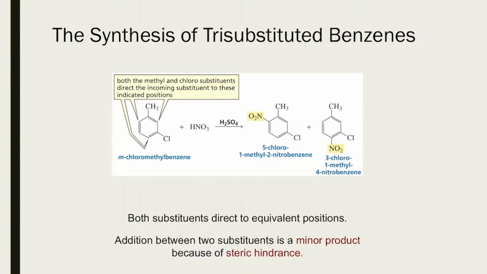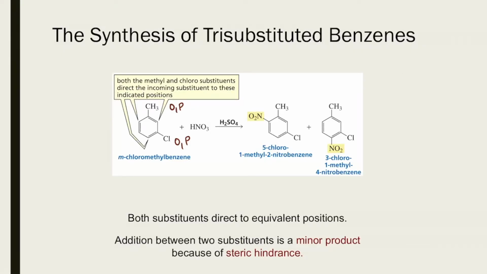Here is a compound where you have a methyl group and a chloro group meta to each other. Now, let's identify the effects of these groups. A methyl group is an ortho and para director, and a chloro group is also an ortho and para director. But the positions of these groups are going to be different, so the directing effects of these groups differ. Now let's see what different products you will be getting for this reaction.